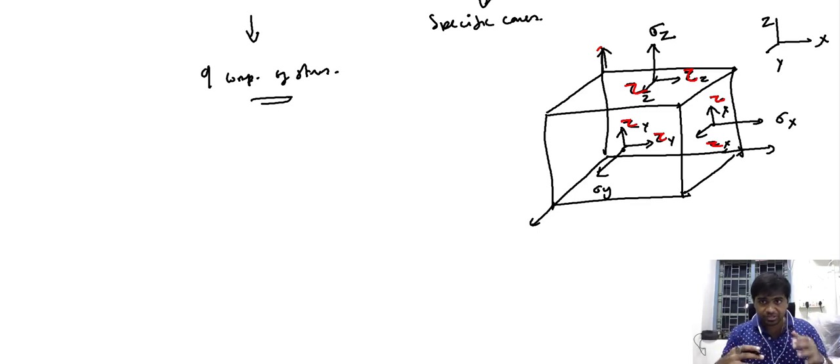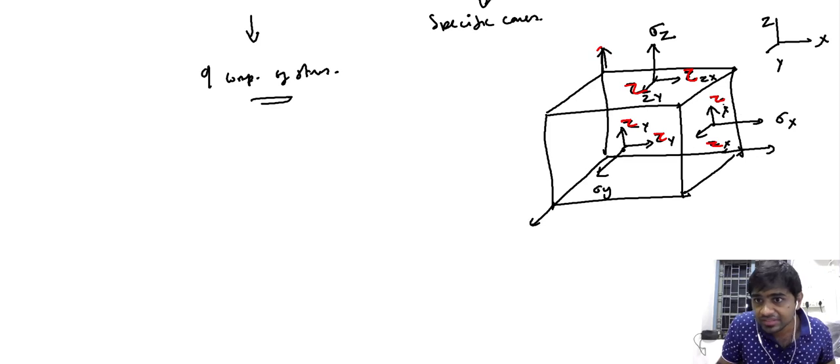So the shear components of the stress, they are acting on the surface of the plane, but they vary with the direction. So we need 2 indices. The first index describes the plane on which the shear component of the stress is acting. The second index will describe the direction. So in this case, the second index will be y because it is acting along the y direction. In this case, the second index will be x because it is acting along the x direction.